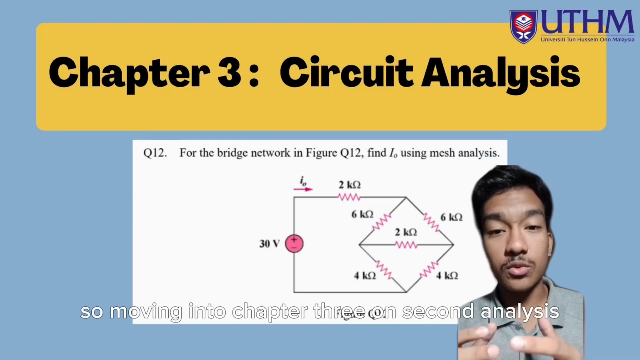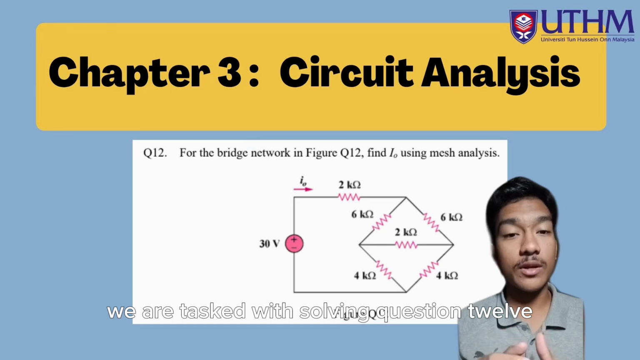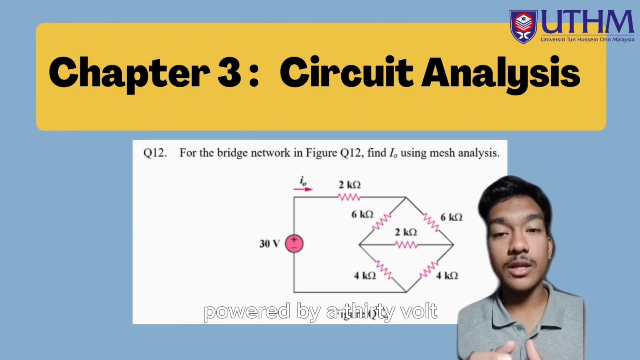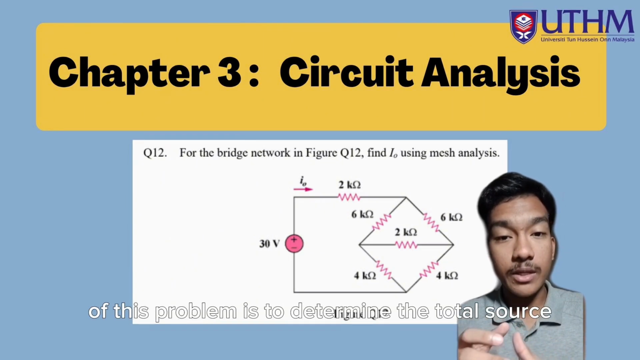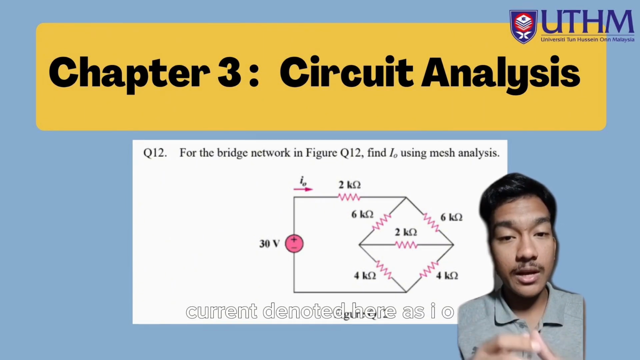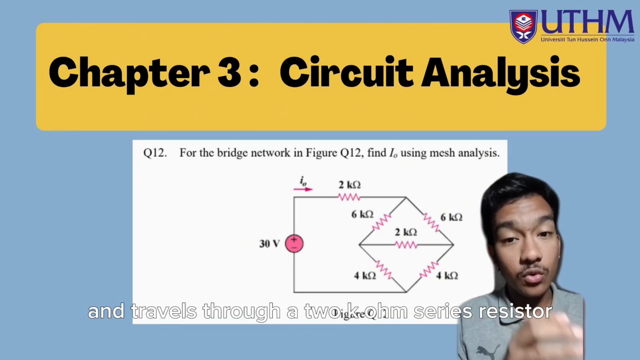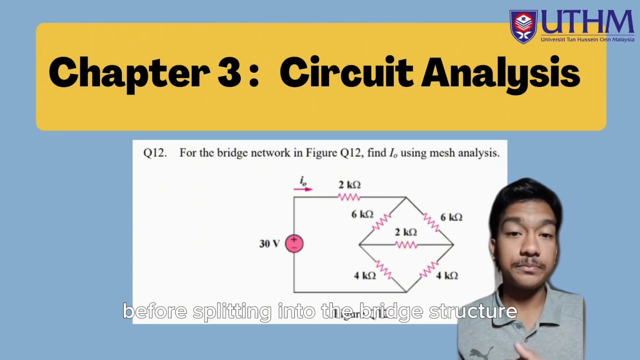So moving into chapter 3 on circuit analysis, we are tasked with solving question 12, which presents a classic bridge network powered by a 30 volt independent DC voltage source. The objective of this problem is to determine the total source current, denoted here as IO, which leaves the positive terminal of the power supply and travels through a 2K ohm series resistor before splitting into the bridge structure.